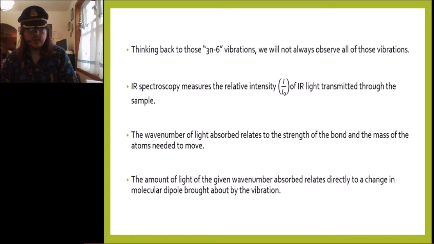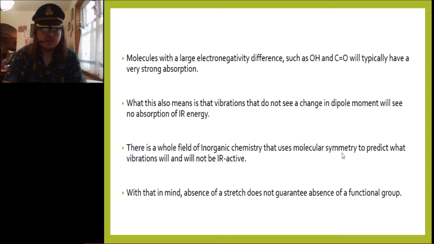Now, the amount of light that is absorbed depends on the strength of the bond and the mass that needs to be moved. And the amount of light of a given wave number absorbed relates directly to the change in the molecular dipole that will be brought upon by this vibration. So where it absorbs depends on its weight and the strength of a bond. So things like OH and C double bond O will have very strong absorptions.